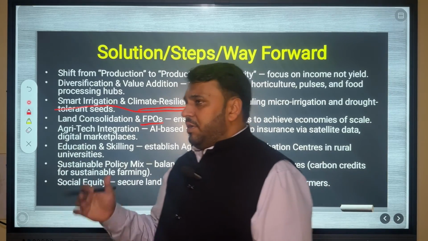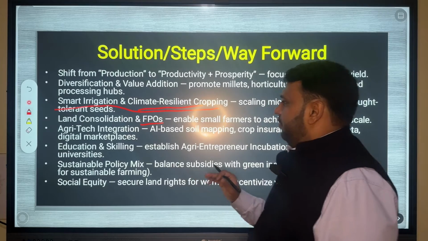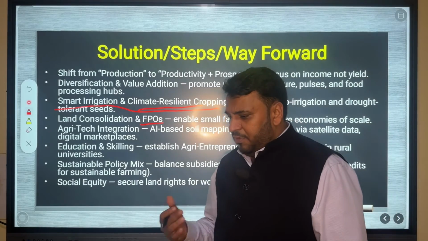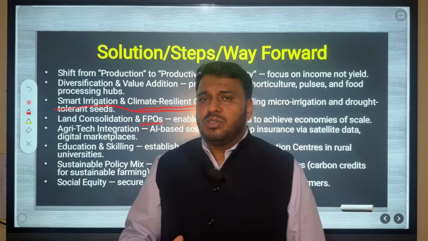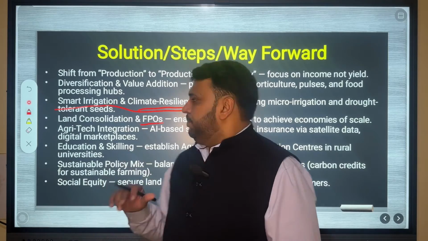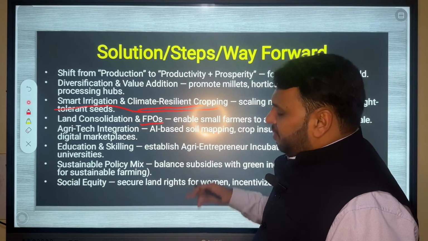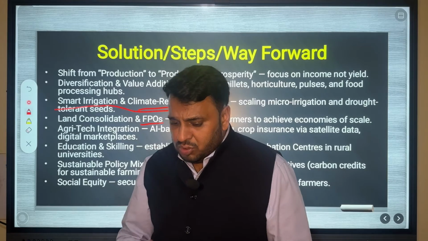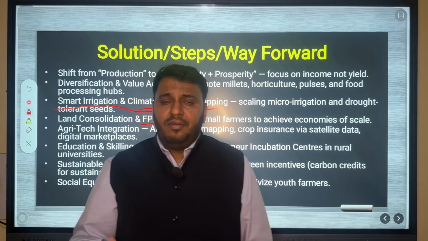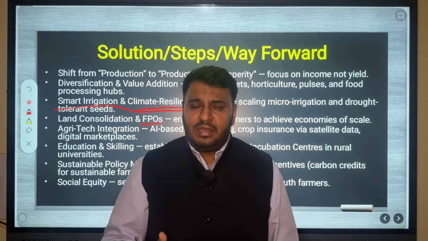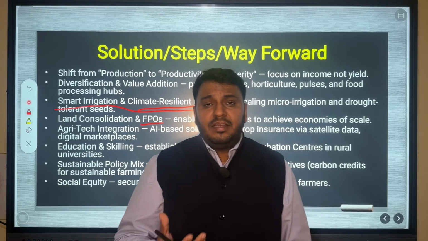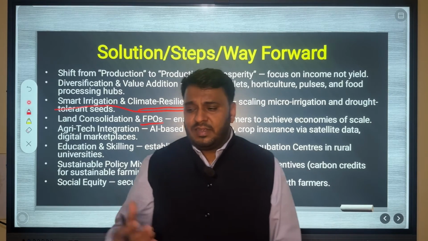You do read about it. It is an interesting thing. If we can enable our small farmers to form FPOs, it can be a win-win situation for them as well as for the industry. Agri-tech integration, we have to use the latest and the most advanced technologies available. For example, AI-based sensors can study your soil.